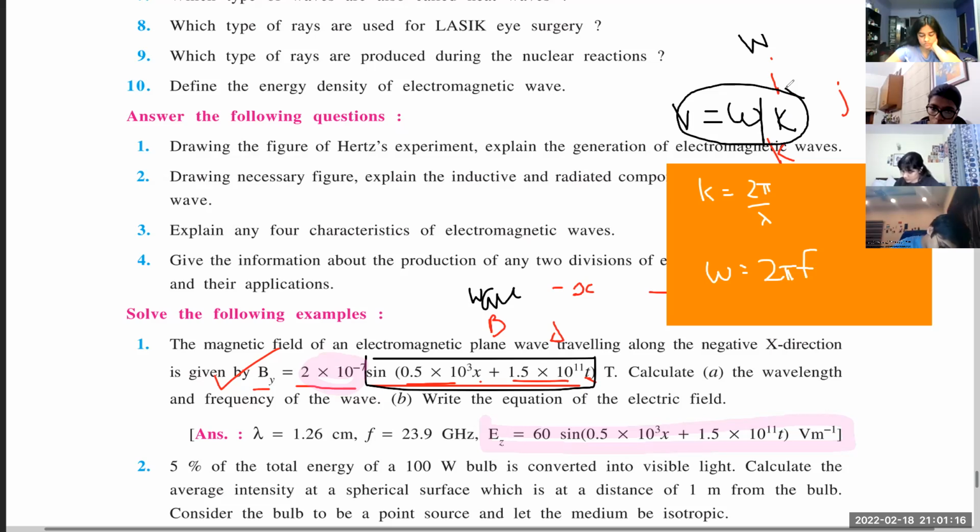मानसी, ओमेगा की वैल्यू कितनी है? बस इतना पूछ रहा हूँ. It is kx plus omega t, so 1.5 into 10 to the power 11. K की वैल्यू कितनी है? K is 0.5 into 10 to the power 3. ओमेगा बाई के करोगे तो क्या आएगा?